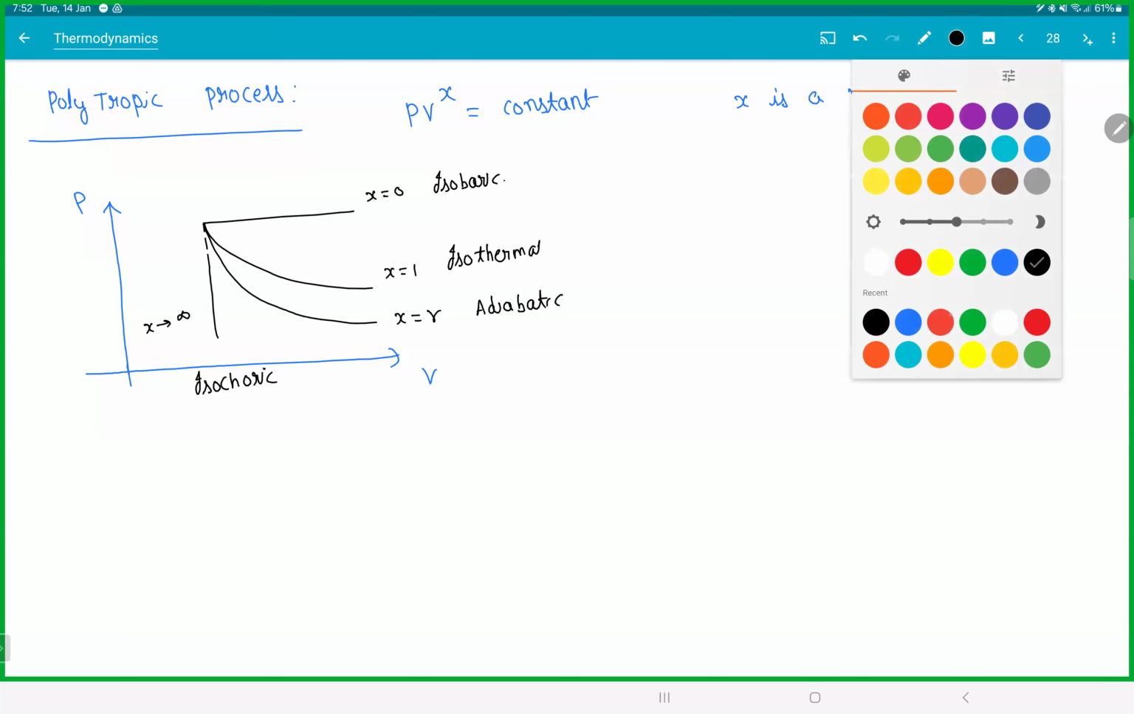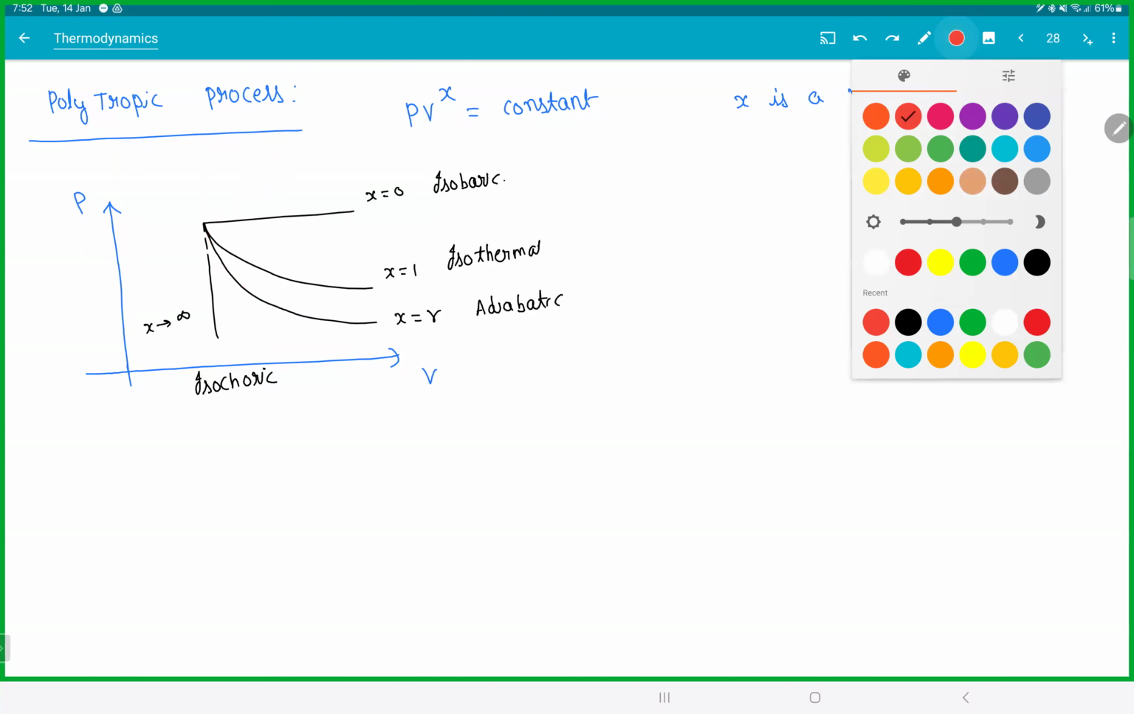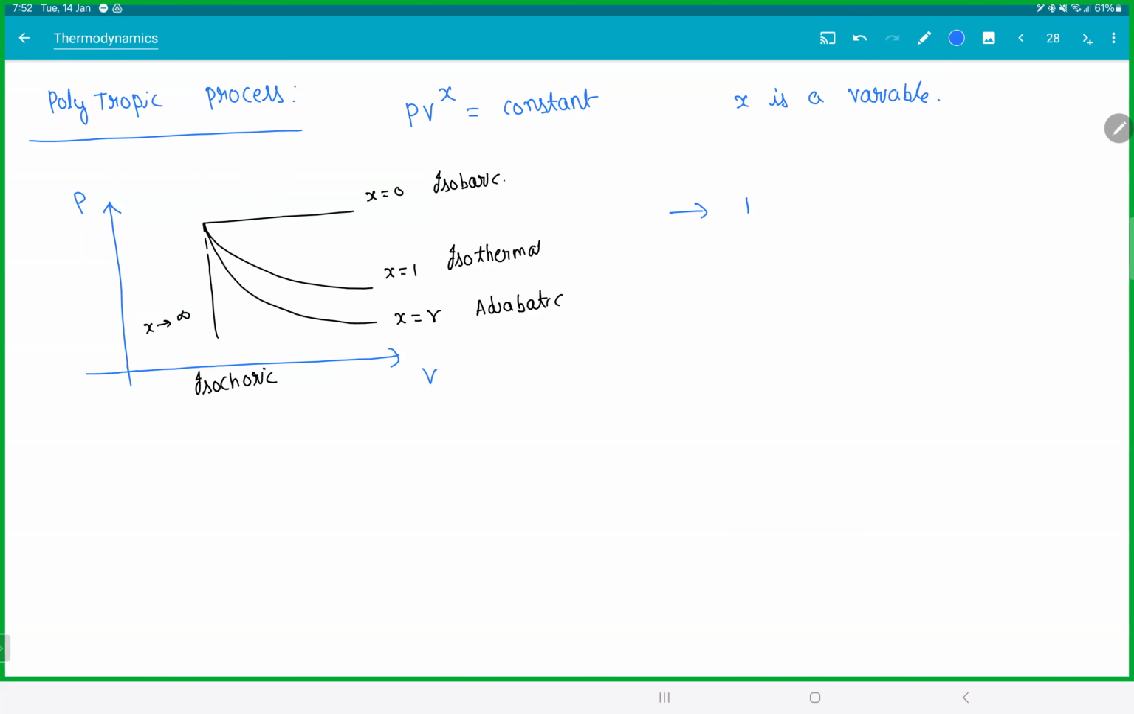So actually that means there is some process here also, na, x is 0.5. We don't have a name for that, but there are infinite processes between them. You can even have x negative also. Then the graphs will go up. These are some artificial processes, but they do exist. Clear with this?